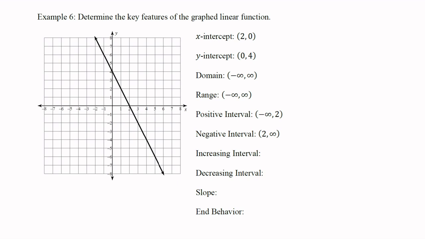This graph is never increasing because it is always decreasing. Our slope, our rise over run, is going to be negative because the graph is decreasing. We go down 2 and to the right 1, so our slope is negative 2 since our rise over run is negative 2 over 1. And our end behavior, as x approaches infinity on the right, our graph is going down, so f of x goes to negative infinity. As x approaches negative infinity on the left, f of x is going up to infinity.